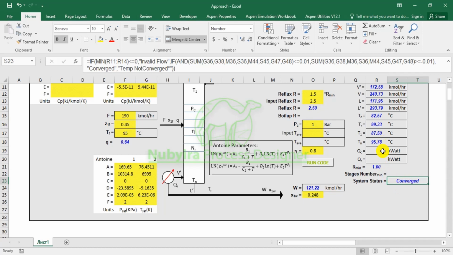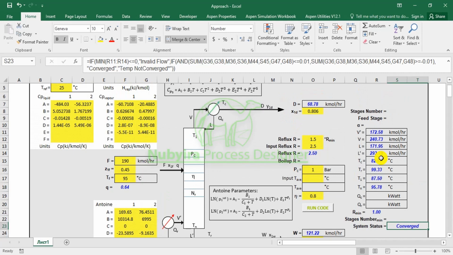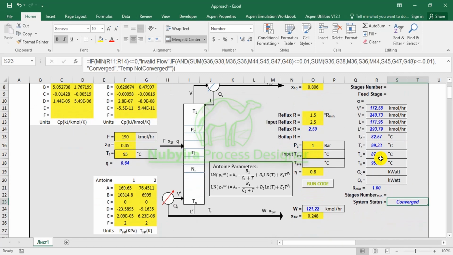So the next thing is just the enthalpy, the condenser duty and the reboiler duty, and we are going to be doing that in the next video because this video is already long enough, you understand.